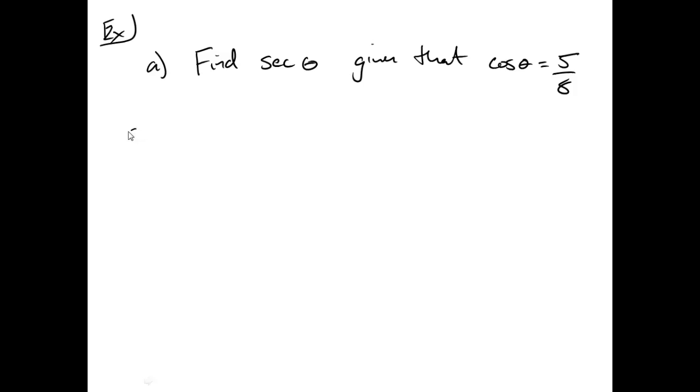So if I said A, find secant of theta given that cosine theta equals 5/8. Well, for our solution here, based on those identities, cosine goes with secant, right? Secant theta is really equal to 1 over cosine theta. So all you've got to do is flip it. You can look at it as 1 over 5/8, but multiplying by the reciprocal really just means it's going to be 8/5, and that'd be the answer.